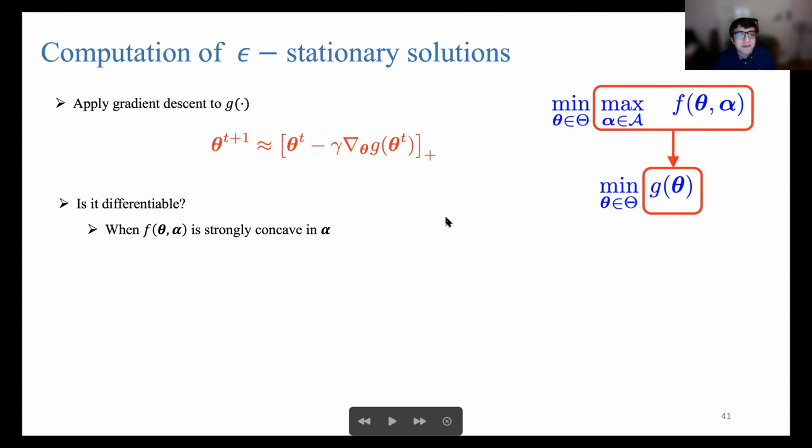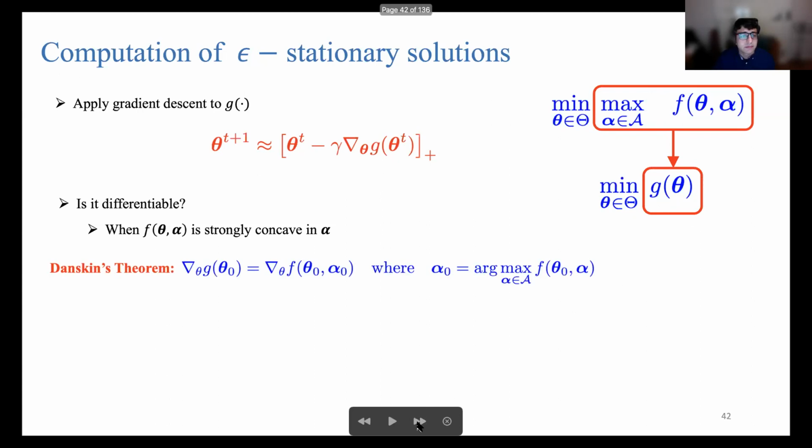But let's start with the case where we can resolve these issues. Let's assume that f is strongly concave in alpha. If f is strongly concave in alpha, then you can show that g is differentiable in theta, and you can rely on Danskin's theorem to compute the gradient of g. In particular, Danskin's theorem says that if you want to take the gradient of g, you can solve the maximization problem, find the maximizer, the argmax, and then the gradient of g is the same as the gradient of f evaluated at the maximizer alpha.